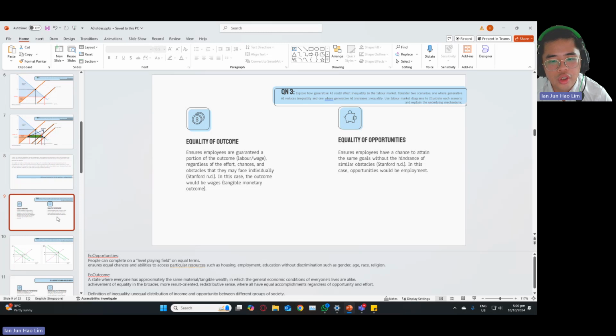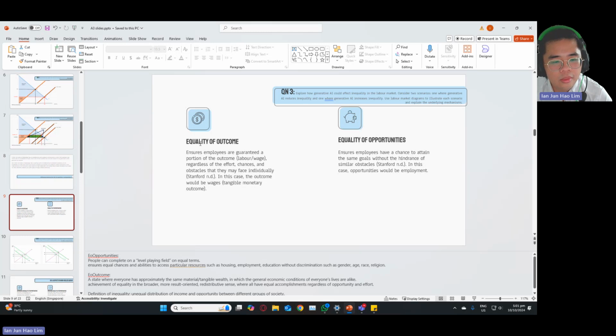So now for question 3, explore how generative AI could affect inequality in the labor market. Firstly, to understand inequality, we must understand equality of outcome and equality of opportunities. Equality of opportunities is ensuring that employees have a chance to attain the same goals without the hindrance of similar obstacles. In this case, opportunities would be employment. What this means, basically, is it levels the playing field for all employees to give them equal chances and abilities to access employment, in this case, without discrimination.